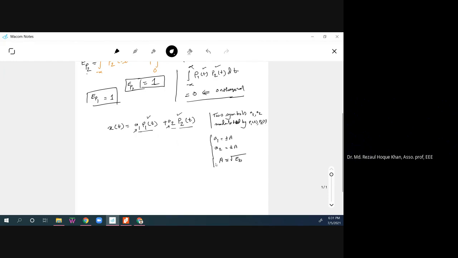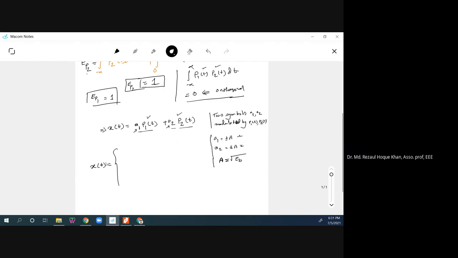So this we have derived again and again for all the previous three cases. The average bit energy is the square root of EB. I'm not deriving it now. So the signal x(t) can be rewritten this way. A1 has these possibilities and A2 also has these possibilities.